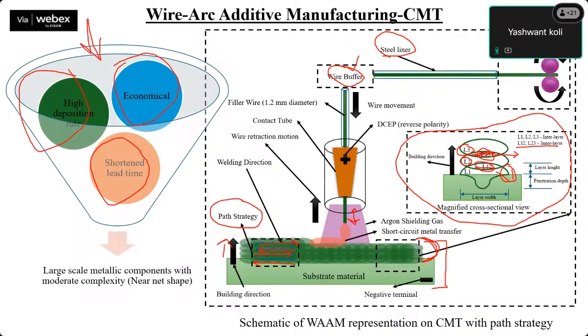It is very comparable to GMAW because it's an advanced version of GMAW. So GMAW also has a high deposition rate. So CMT carries the same thing from the parent process, and it is very economical. It's not that costly as compared to lasers and other complex processes. So large scale metallic components with moderate complexity can be achieved, and near net shape products can be formed using this.